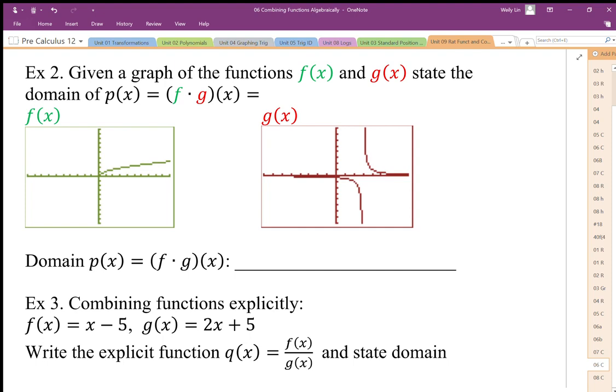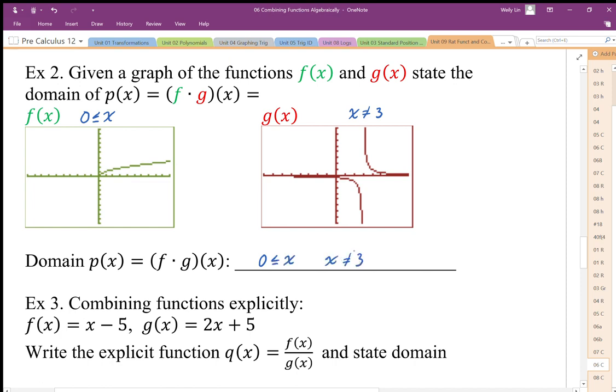Here we've just been given the pictures of f of x and g of x. So f of x has a restriction that x must be greater than or equal to 0, and g of x has a restriction that x cannot equal positive 3. So when we combine these, whether it be addition or multiplication, this is going to end up giving us a domain of x is greater than or equal to 0 and x is not equal to 3.